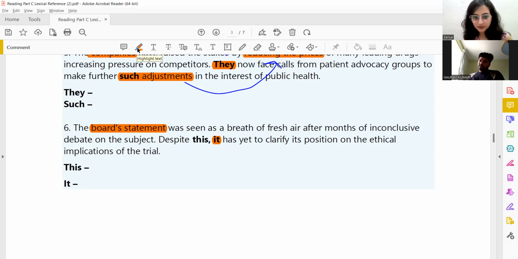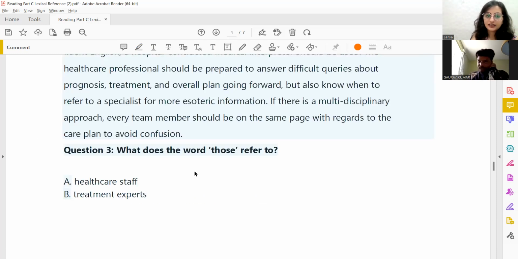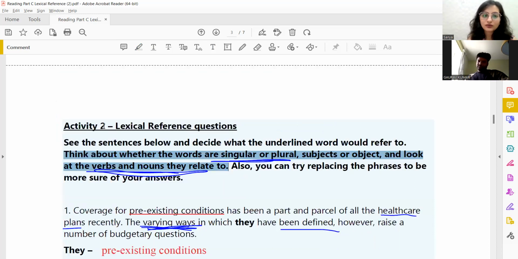So this was the statement that they have given, which is like a breath of fresh air, and "it" is referring to the board. The board has yet to clarify their position on the implications of the trial. Yes, okay. So these were some of the things. Please remember this: whether they're singular or plural, and look at the verbs and nouns they relate to.